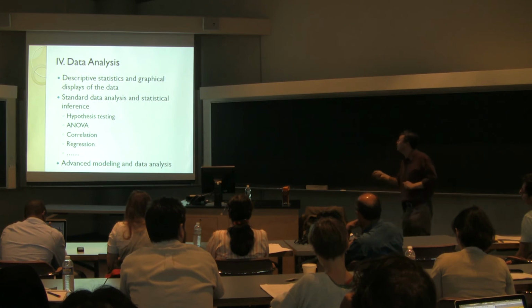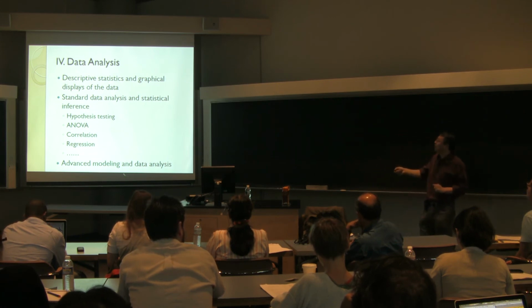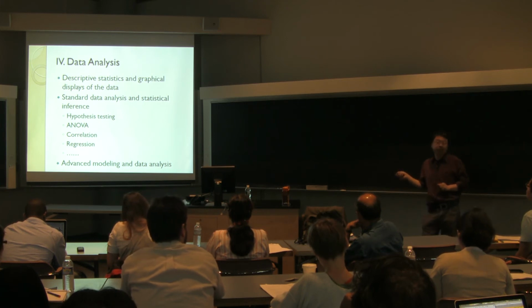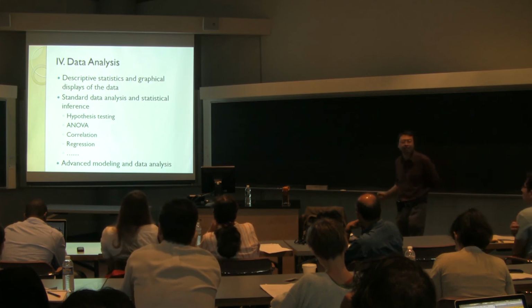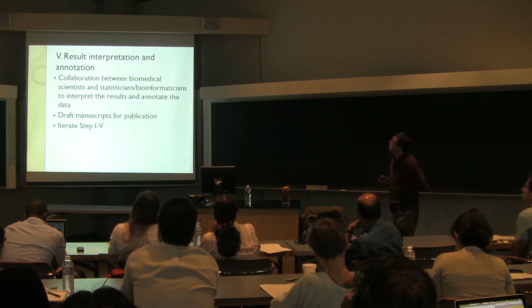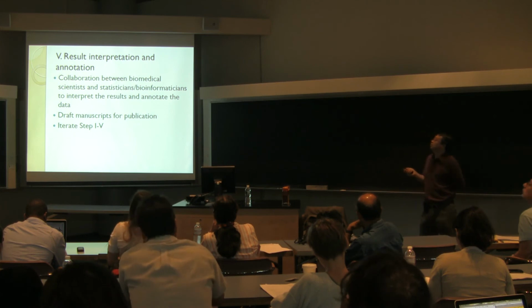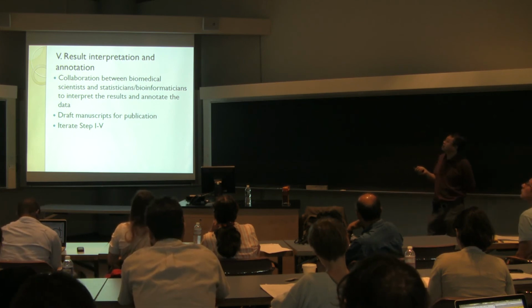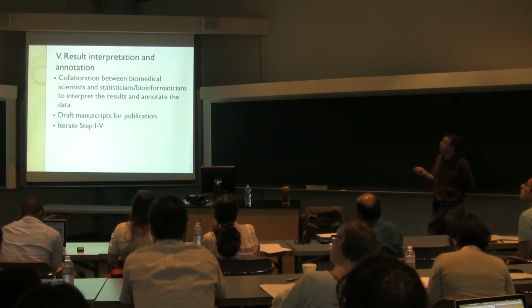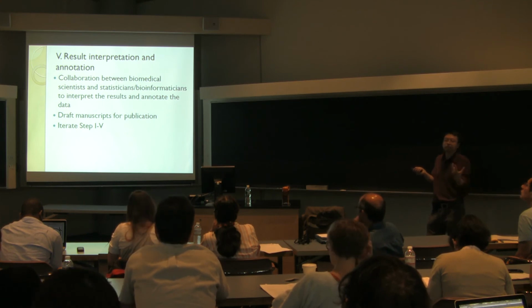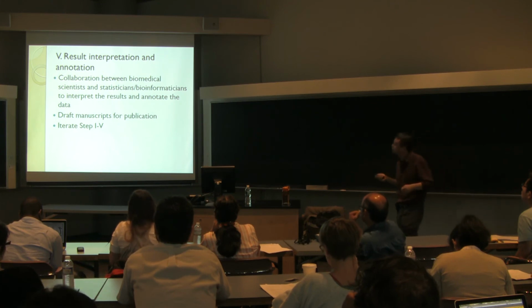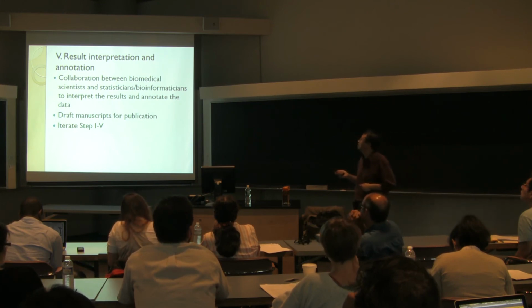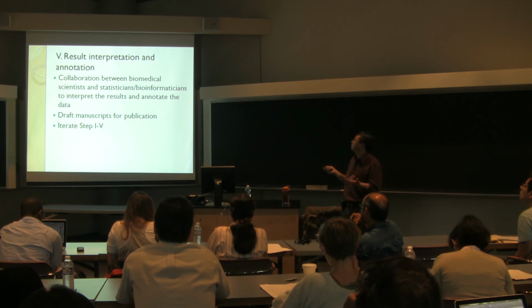But if you design your experiment so that it needs this advanced modeling analysis skill, that means you really create very unique data or complex data. Okay. And finally, the result interpretation and annotation. At this step, sometimes you also need to work with statisticians, unless you know a lot of statistics, because some of the results are not that easy to interpret. They need the statistical knowledge, and definitely you need to draft the papers to publish.